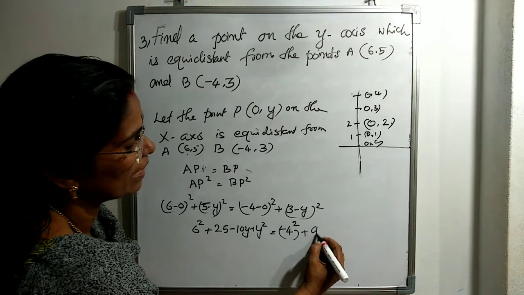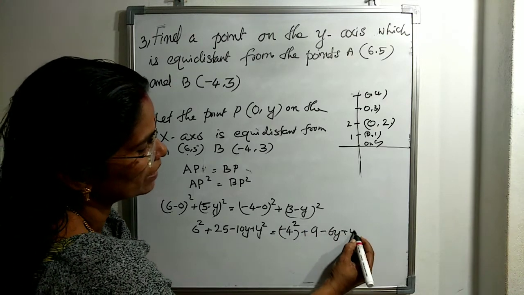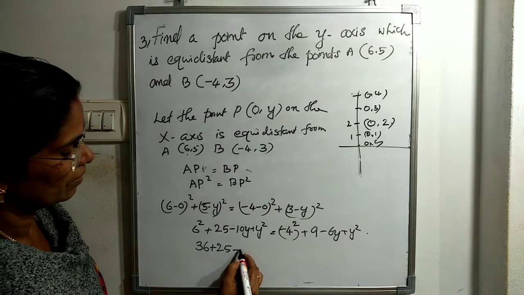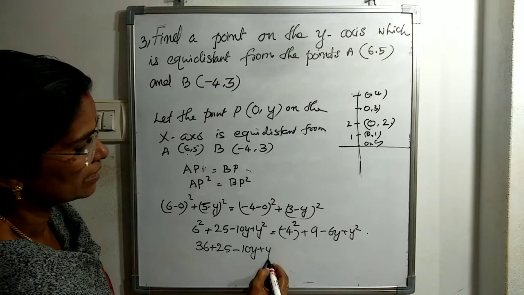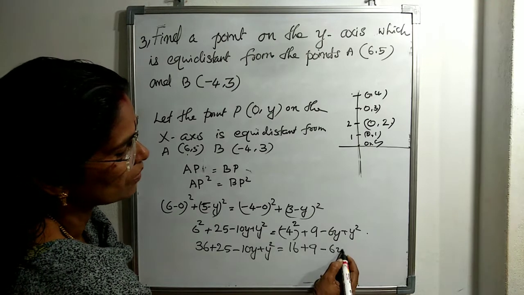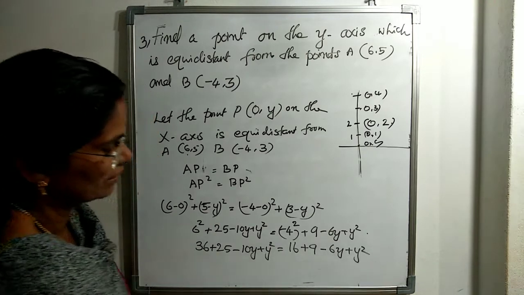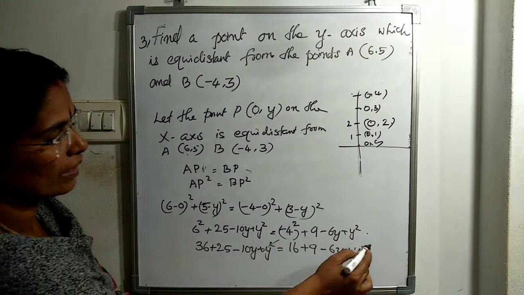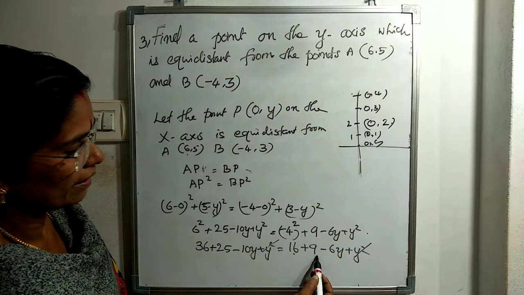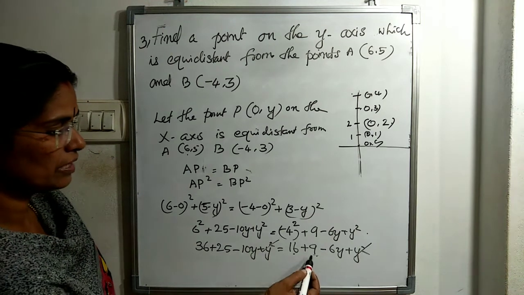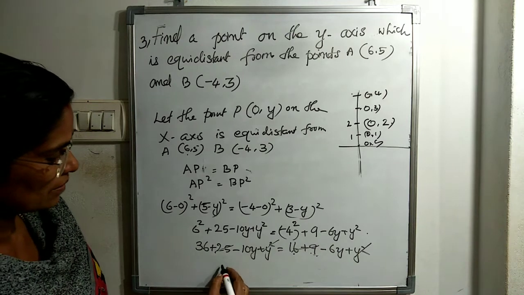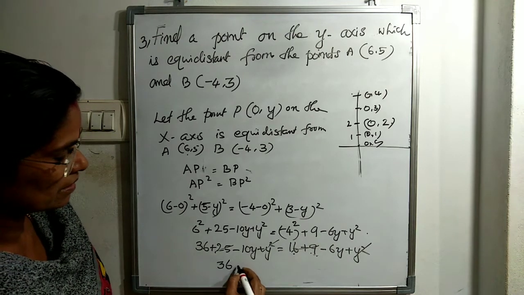And here also 9 minus 6y plus y square. 36 plus 25 minus 10y plus y square is equal to 16 plus 9 minus 6y plus y square. Now we can cancel terms. y square and y square we can cancel. Look here, 16 and 9 adding together we get 25. This 25 and 25 we can cancel. Then the balance here is 36.